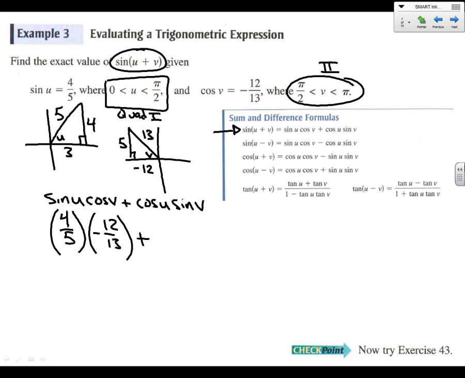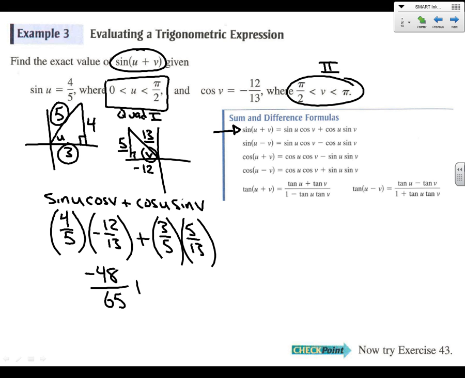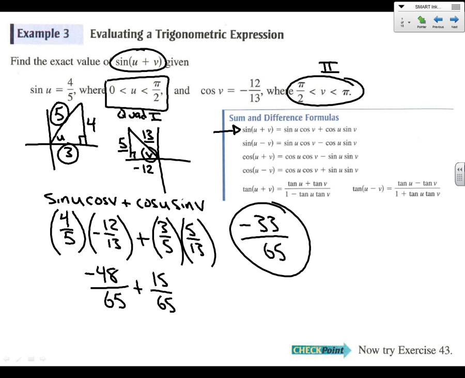But now the second part, we need to use our triangles. The cosine of u is 3 over 5. So we look at the u triangle, and we do the cosine. For v, we're going to look at the v triangle and do the sine. The sine is 5 over 13. All right, so let's simplify and get ourselves an answer. 4 times 12 is negative 48, and 5 times 13 is 65, plus 15 over 65. So our final answer here is negative 33 over 65. All right, so walk through those steps, make sure you understand them, and then give 43 a shot.